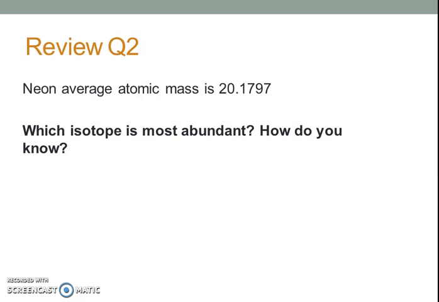Alright, so here's your last review question. Neon's atomic mass, its average, is 20.1797. So without knowing the different isotopes of neon, what could you assume would be the most abundant isotope? So you want to give its atomic mass, and then explain how you would know this. Alright, and that's it for isotopes for now.